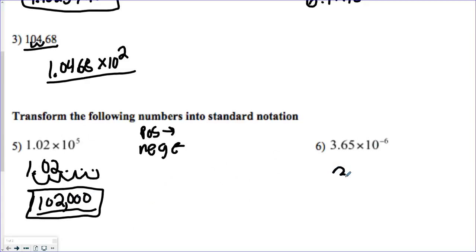In this case, we do 3.65, and it's to a negative 6. So that means we're going to jump the exponent to the left 6 times. So 1, 2, 3, 4, 5, 6. And again, all these empty spots here are going to be filled in with a 0.